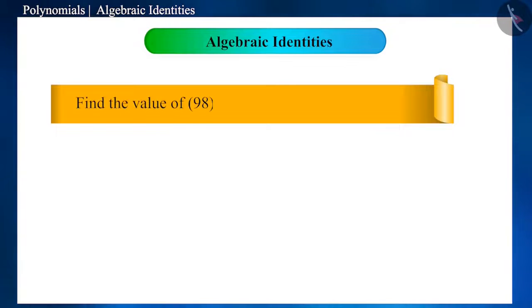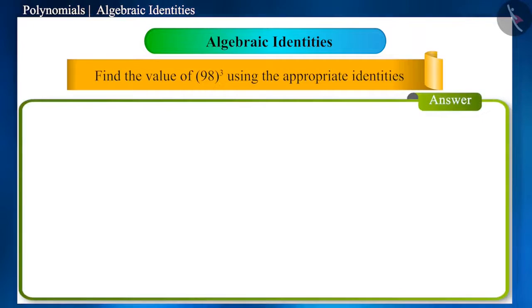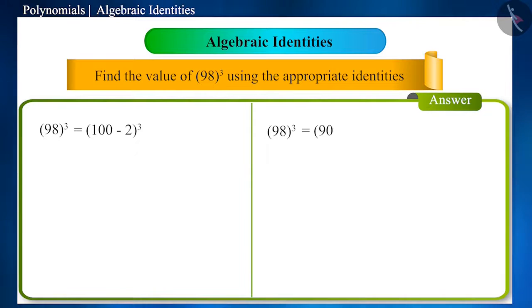Find the value of 98 to the power of 3 using the appropriate identities. You must have seen such questions. How would you solve it? Generally, we write such questions in this form: 100 minus 2 to the power of 3. Can we also write it like this? 90 plus 8 to the power of 3?